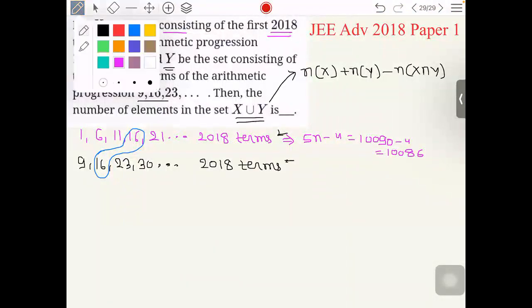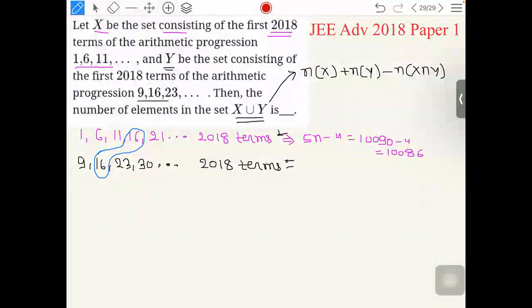सेकेंड सेट का देखिए आप, तो इसका nth टर्म हो जाएगा 7n+2. ये भी एपी में है. इसका 2018 टर्म क्या हो जाएगा? 7 into 2018 plus 2, which is 14128. तो डेफिनेटली इससे बड़ा है. जो कॉमन टर्म होगा that must be less than 10086.